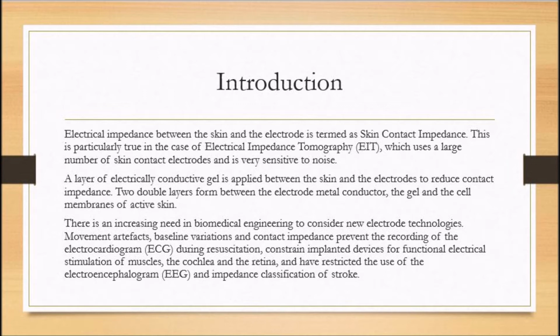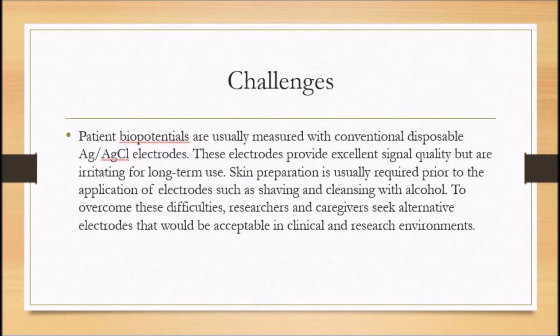Movement artifacts, baseline variations, and contact impedance prevent the recording of the ECG during resuscitation and constrain implanted devices for functional electric stimulation of muscles, etc. So the challenges faced by this technique is patient biopotentials are usually measured with conventional disposable silver chloride electrodes. These electrodes provide excellent signal quality but are irritating for long-term use. To overcome these difficulties, researchers and caregivers seek alternative electrodes that would be acceptable in clinical and research environments.